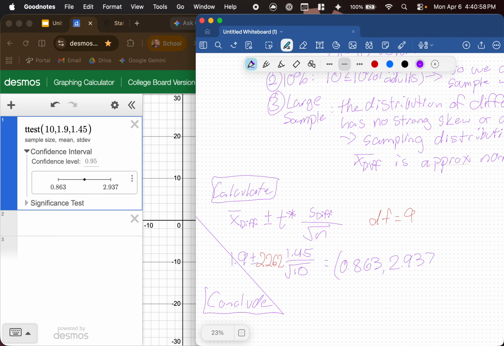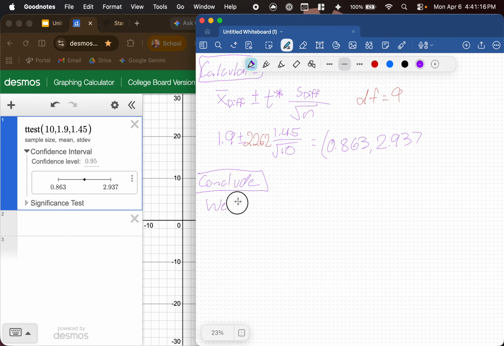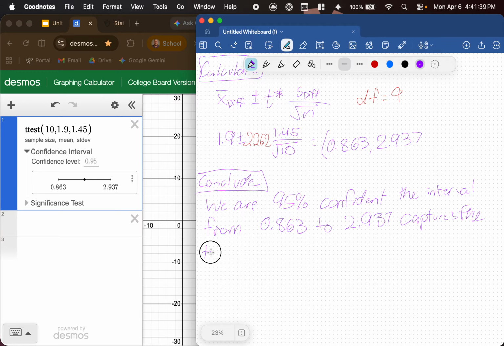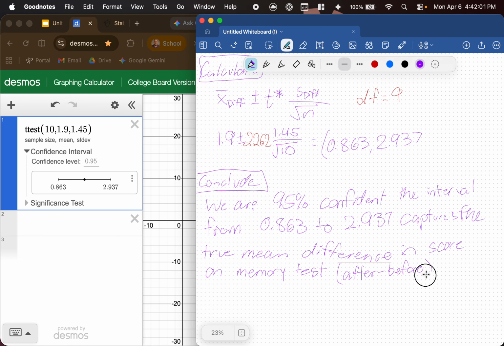So then we're going to conclude. Okay, conclude. We are 95% confident the interval from 0.863 to 2.937 captures the true mean difference in score on the memory test, after minus before. Okay, so we have that.